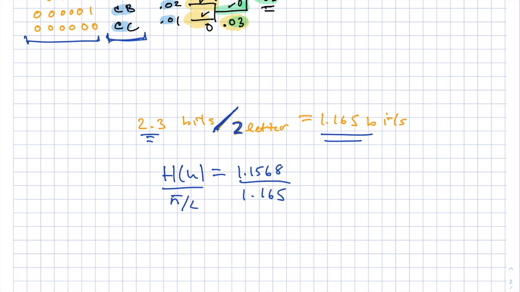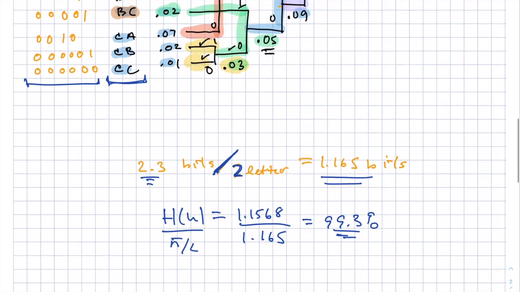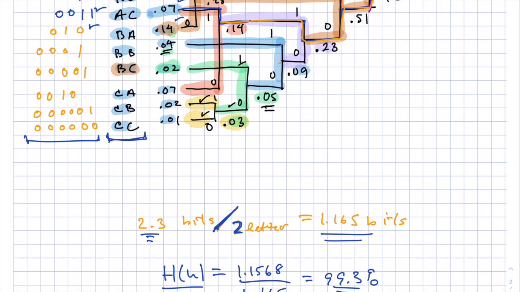1.1568 divided by 1.165, and we get 99.3% efficiency with this code. If we wanted 99.9% efficiency, we could keep extending this, and every time you extend it, it grows exponentially, so it gets to be really tedious, but you can get as efficient of a code as close to that n bar as you want under these simplifying assumptions.